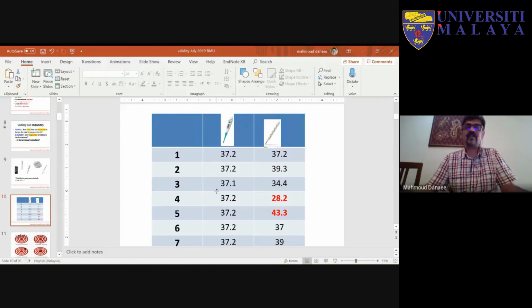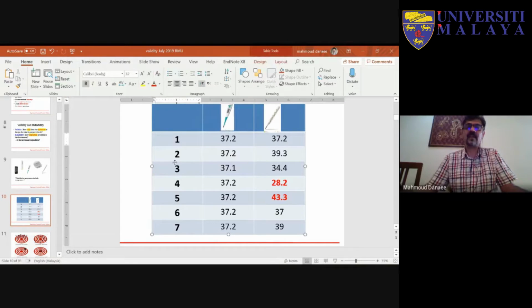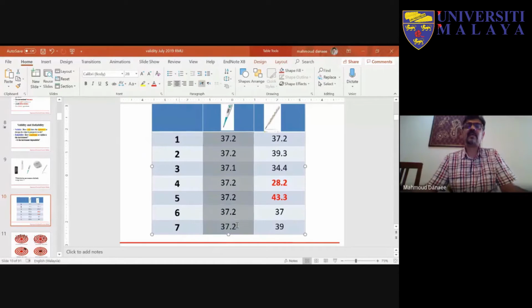Look at here. For example, I use this device 7 times on the same person. As you can see, the readings are very close to each other, correct? 37.2, 37.2, 37.1. The discrepancy is very low among the readings on the same subject. So the readings are reliable. The readings for the body temperature 7 times are consistent.